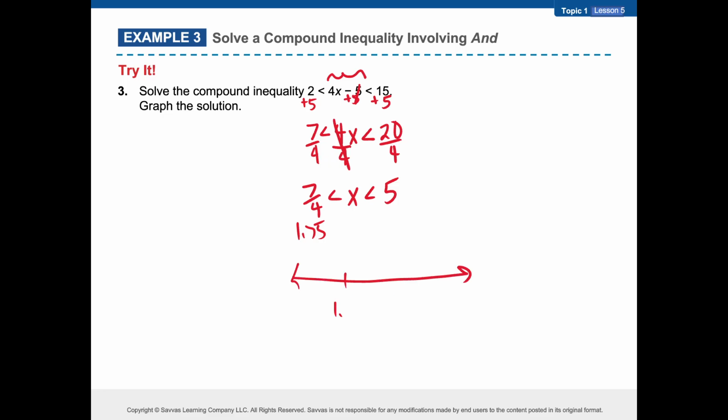Graph it. 1.75 and 5 both should have open circles. 1.75 is less than 2 and 2 is less than 5, so shaded in the middle. I just use a number that could fit in the middle for x, substituted.